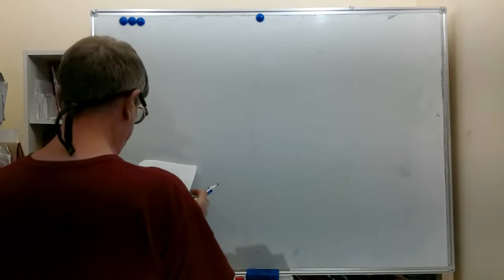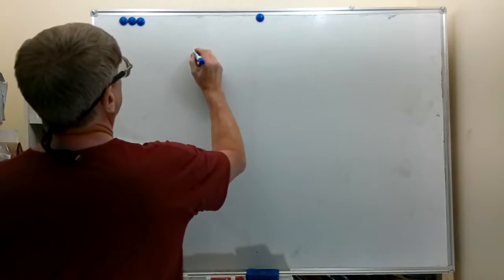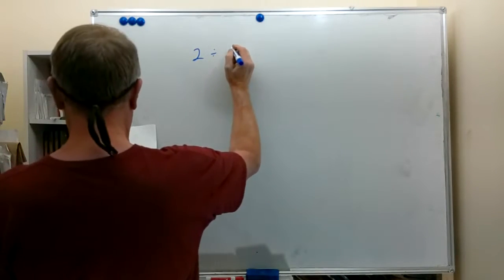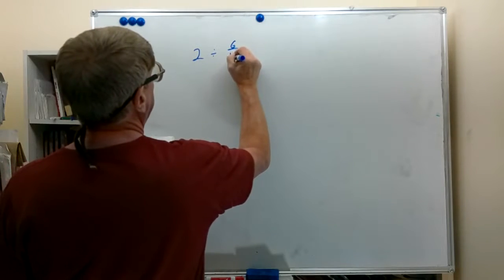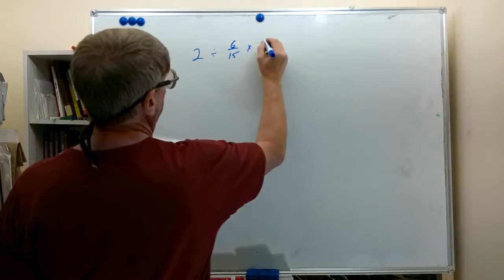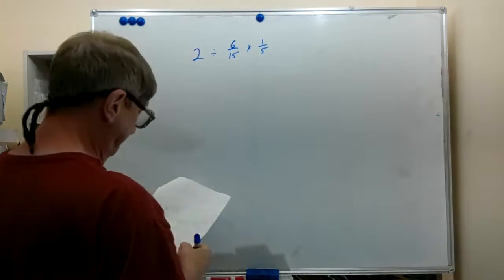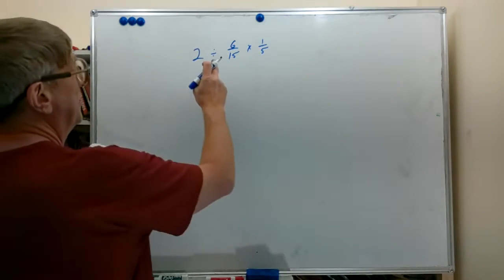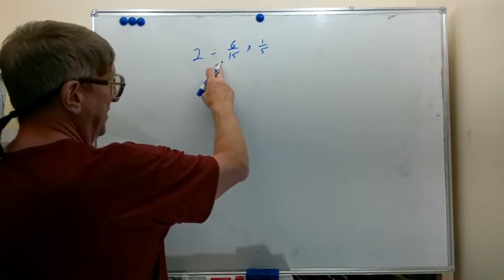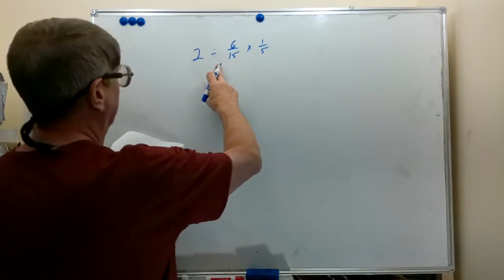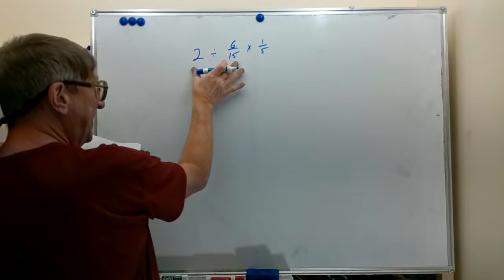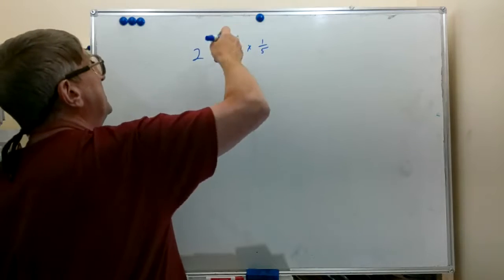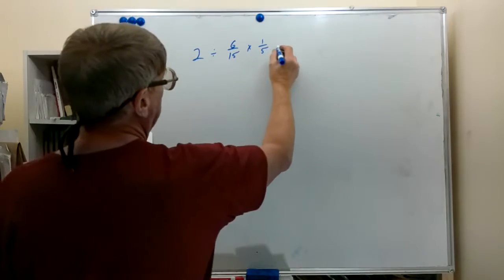Couple more here. 2 divided by 6 over 15 times 1 over 5. Well, we want to convert this to a multiplication, right? Because we divide fractions by inverting the divisor and multiplying. So what do we do?